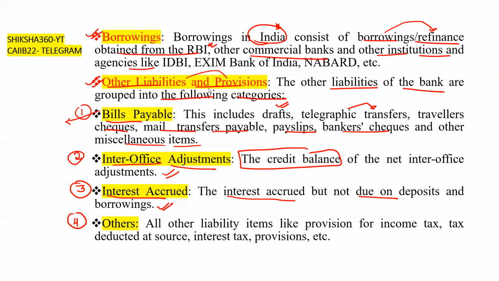So the interest accrued, basically the interest accrued but not due on deposits and borrowings, clear. Next one is the others, basically what we have to come under the others.